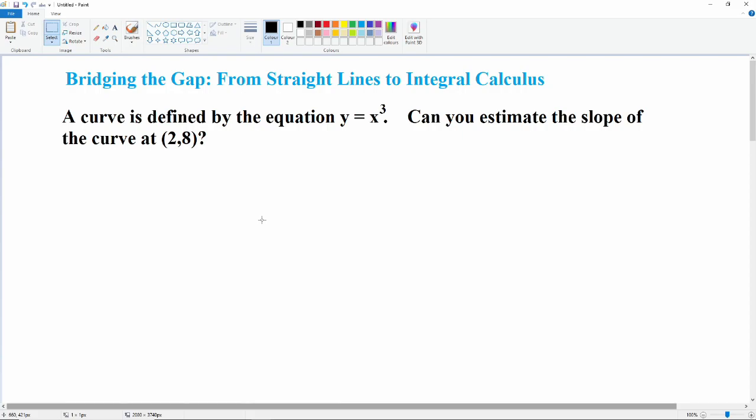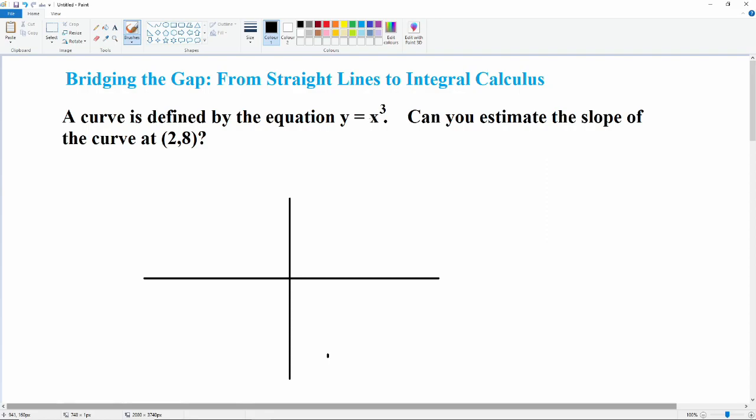A curve is defined by the equation y equals x cubed. Can you estimate the slope of the curve at point (2, 8)? Okay, well, this is a little bit more tricky. We've got ourselves a curve, and y equals x cubed is a bit nasty.